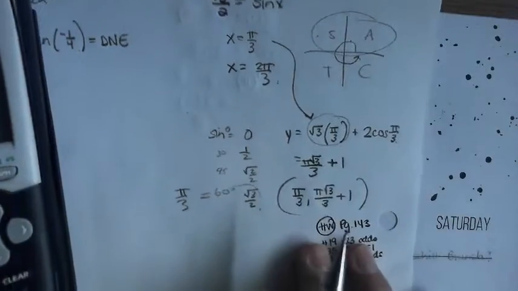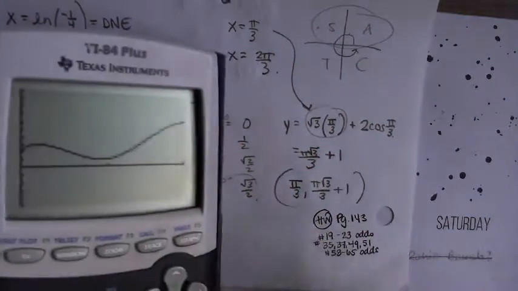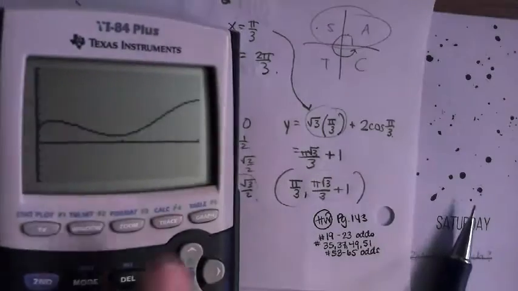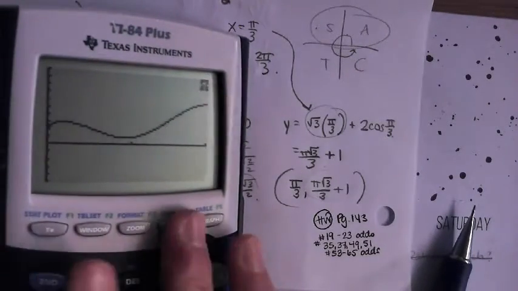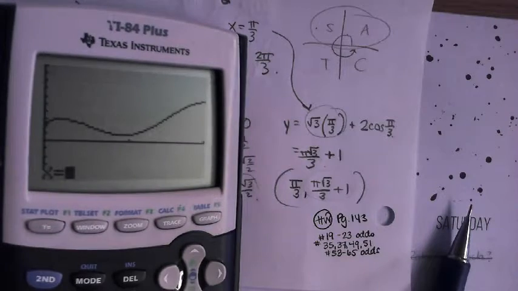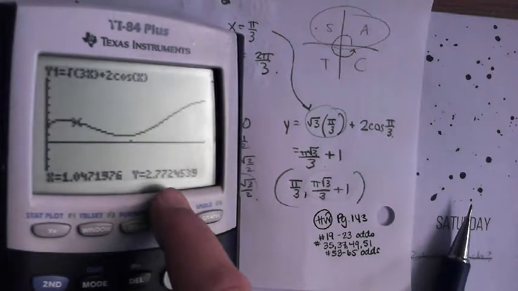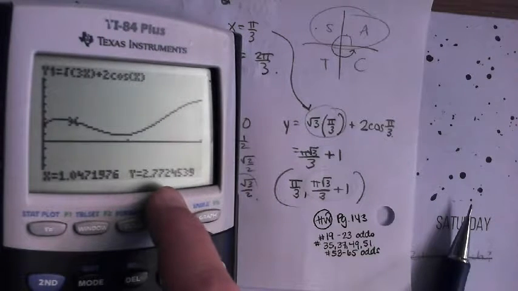Now, just to check on our calculator, I'm going to look at what that decimal version is, and then I'm also going to trace on my calculator. So second trace value, I'm going to plug in a pi over 3. Should be around 2.77, right?